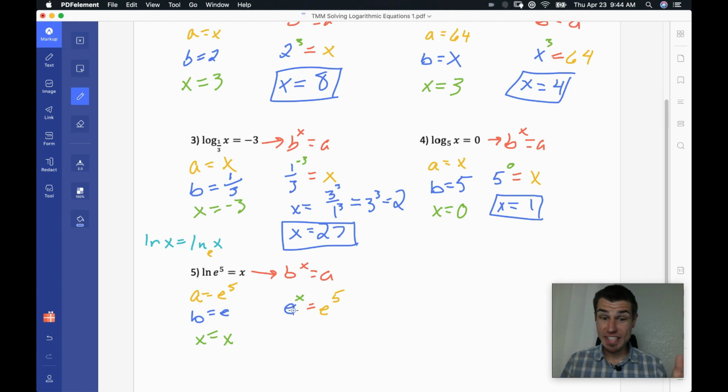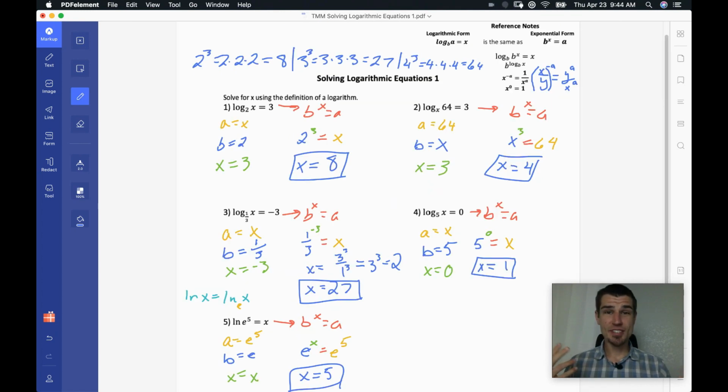So if we have e to the power of x equals e to the power of 5, and we know these are equal because that's what the equal sign means, that what's on one side is the exact same as what's on the other, what do we know x has to be? x must be equal to 5. Our exponents must match if our bases are the same. So that's how we can solve some basic log equations using just the definition of logarithm and a little bit of number sense.